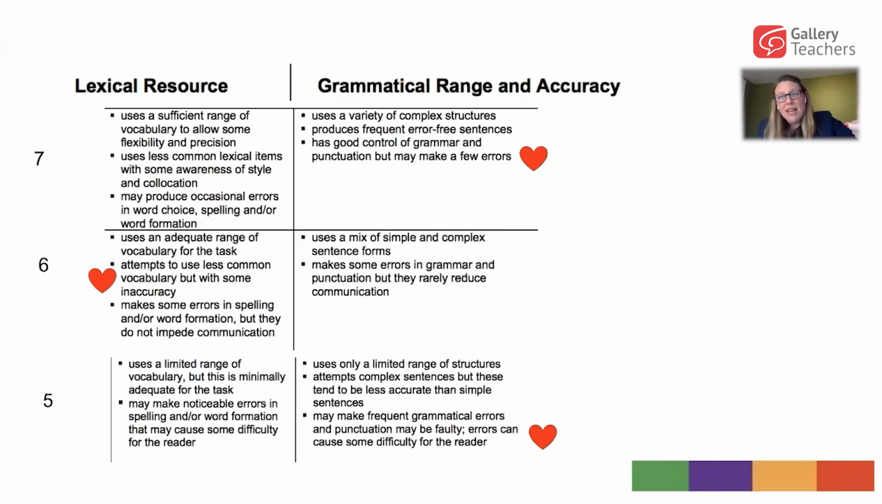And now if we contrast that with how they get a 7 for grammar, okay, we've got a variety of complex structures, frequent error-free sentences, and a good control with very few errors. So what we're talking about here, reading between the lines, is language that is grammatically very accurate and also has range. Okay, there is a variety of structures and tenses, and although there could be some errors, they are few. Okay, this is again general English, everybody.